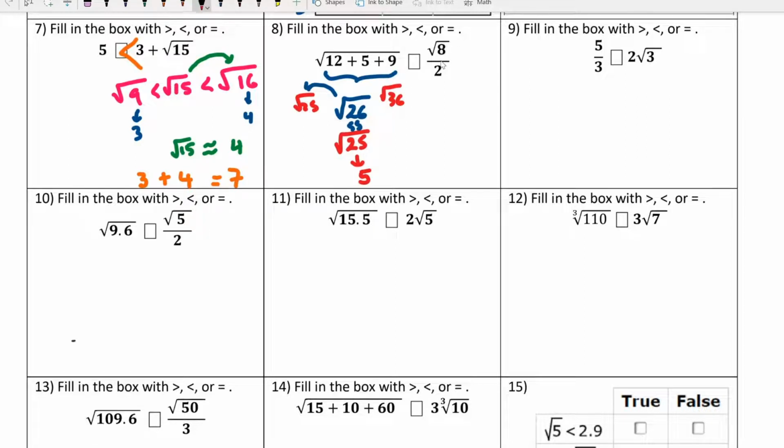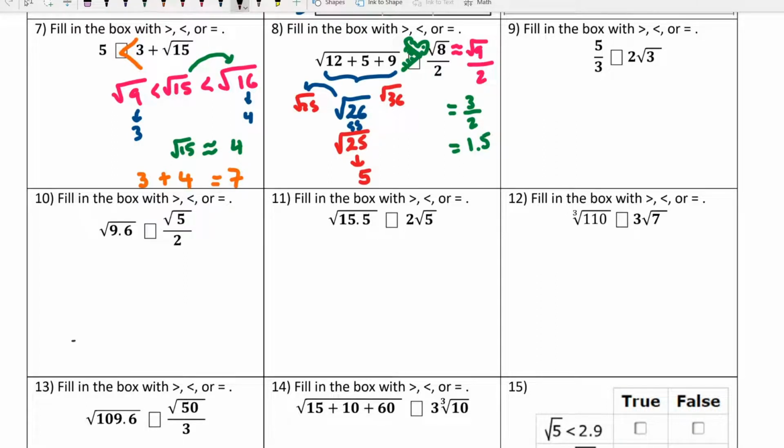Now on the other side, you have square root of 8 over 2. The closest perfect square to 8 is 9. We round it to the nearest perfect square number. Square root of 9 gives you 3, over 2, which divided out is 1.5. So 5 is bigger than 1.5, so it goes this direction. Alligator eats the bigger number.